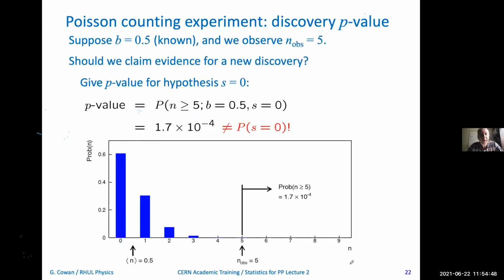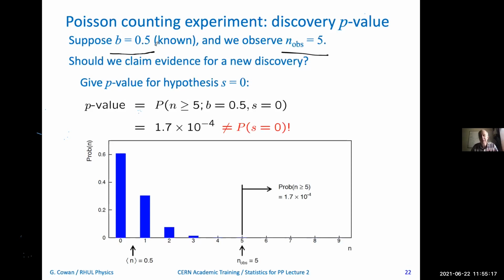So let's start by considering the following example. Let's suppose that b is equal to 0.5, and we'll take that as known. Now you do the experiment and suppose you find 5 events. Now already you're thinking that doesn't seem very compatible. There must have been maybe some signal process present that explains why I have observed so many events where I only expect 0.5 as my expected number of background events.